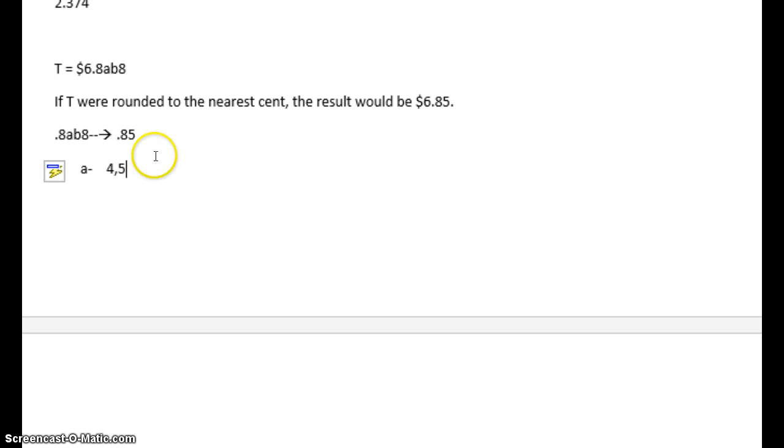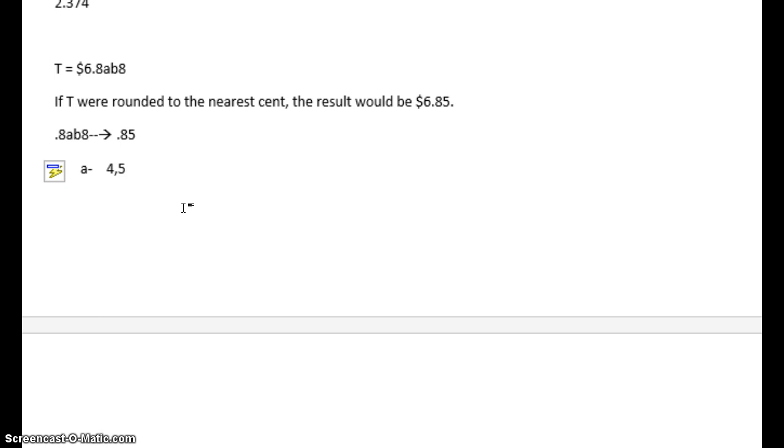Okay. So suppose we take A as 5, 0.85B8. What are the possible values of B that can be used to fit in here? We can have 0.8518, which will reduce to 0.85. We can have 0.8528, which will reduce to 0.85. Even 0.8538 will reduce to 0.85. And this will go on till 0.8548.